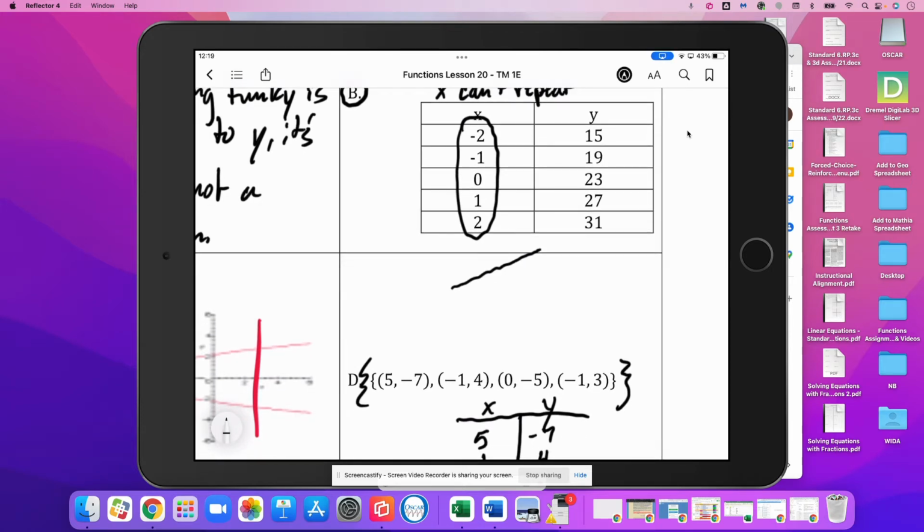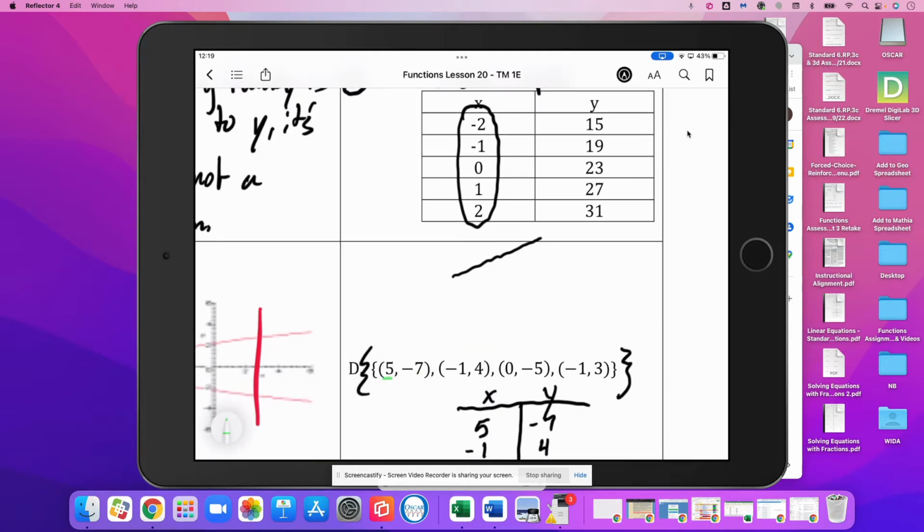So x values can't repeat, because that way we won't have more than one y value for the same x value. And so let's go down here and look at this set. We're going to consider the x values. I've got a 5, a -1, a 0, and another -1. And so we notice that I have two -1s. And with -1, there is a 4 and a 3.